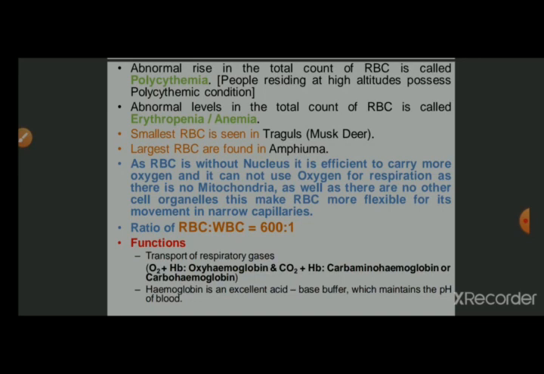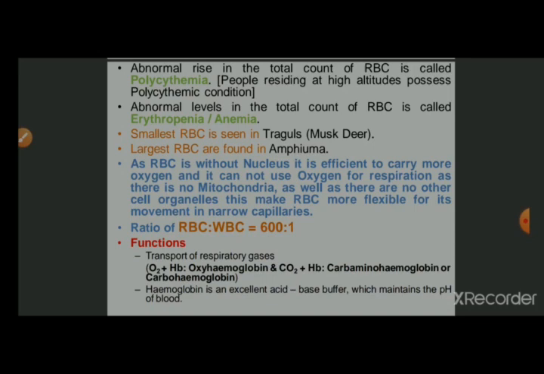Why does it take place? Because, as you know, if you go higher and higher, the amount of oxygen decreases, and in order to compensate the amount of oxygen required by the body, the number of RBCs is going to increase. That is considered as polycythemia.